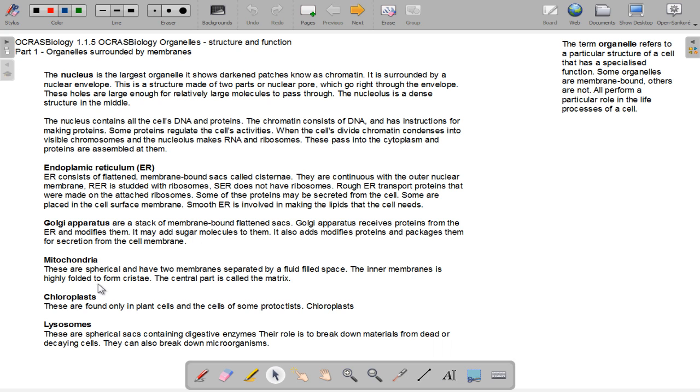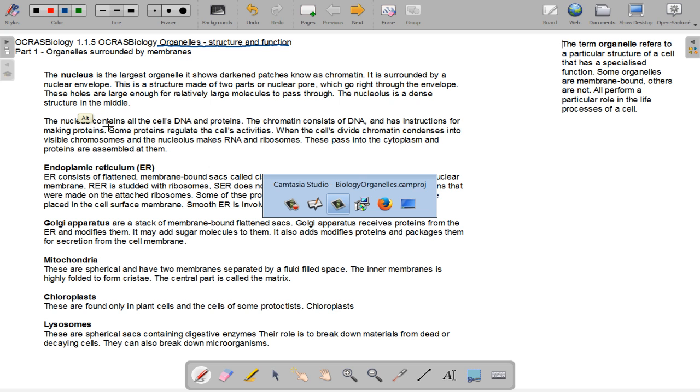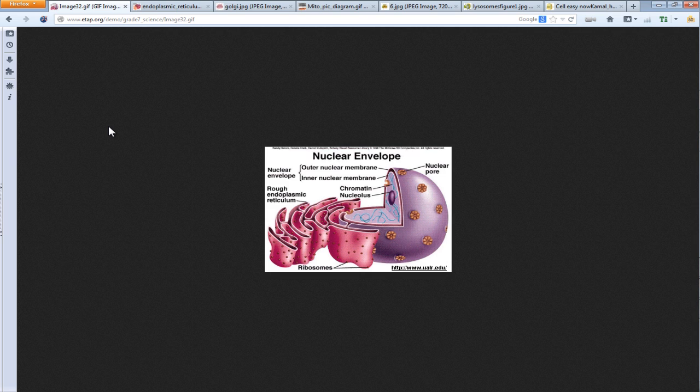Hello and welcome to my tutorial on organelles. So I'm going to talk about their structure and function. So first off, we're going to start with the nucleus. So the nucleus has a little bit more detail than you're used to.